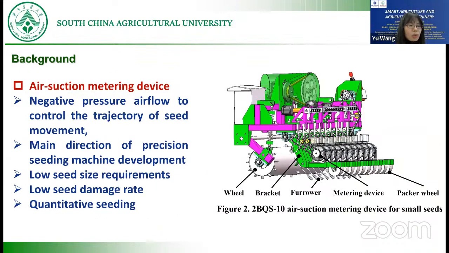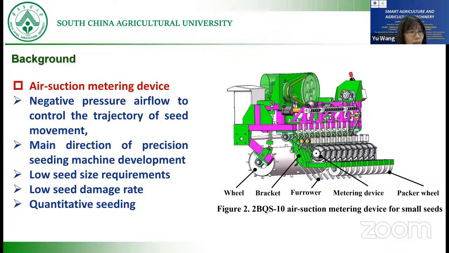In our group, we have developed one kind of precision seeder. The type is 2BQS10. This seeder takes the air-suction type of metering device. It is basically applied for small seeds, whose diameter is within 3 millimeters. The air suction metering device makes use of negative pressure airflow to control the trajectory of the seed movement. It has been considered the main direction of precision seeding machine development because of the advantages of low seed size requirement and low seed damage rate.